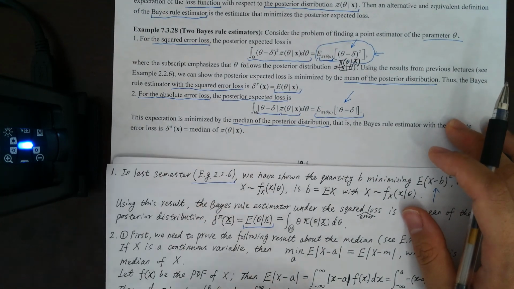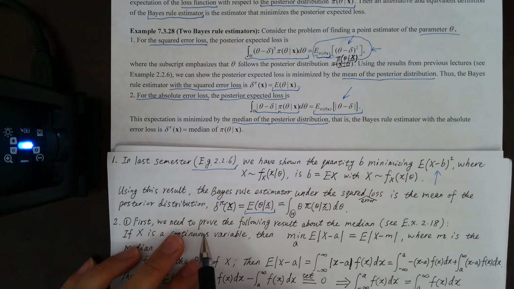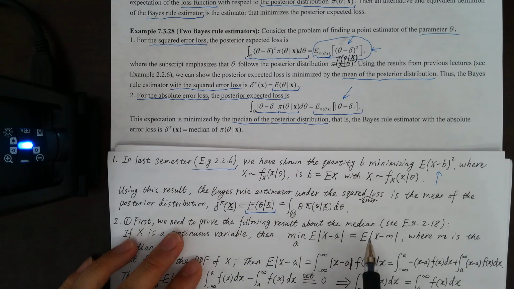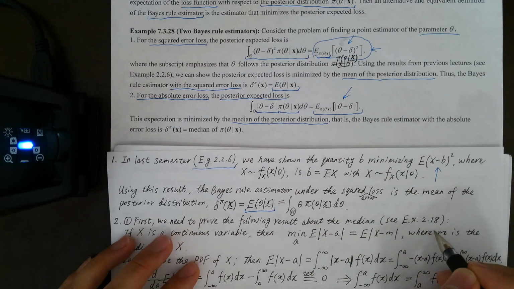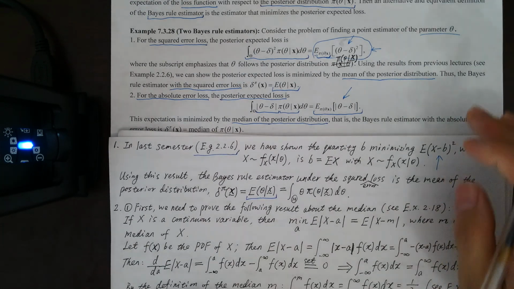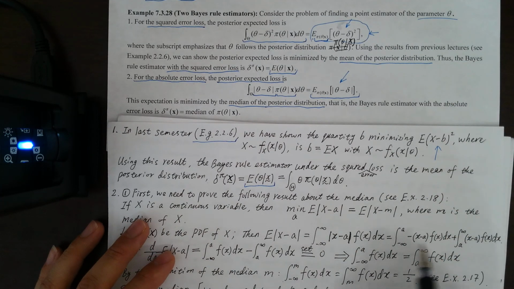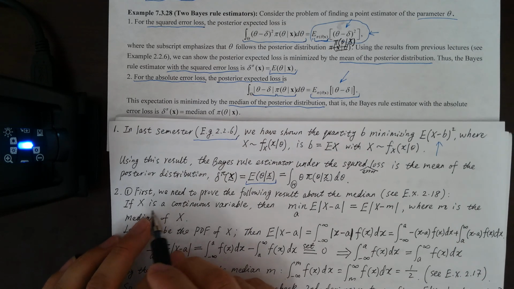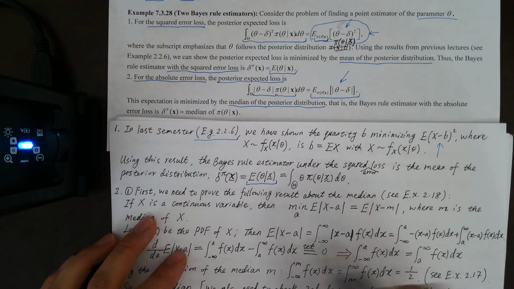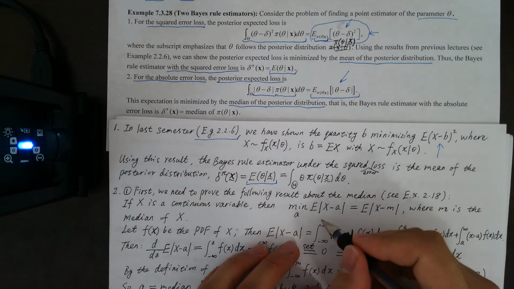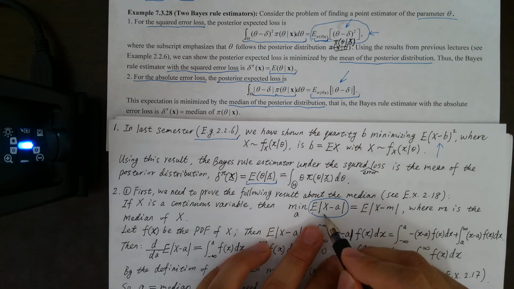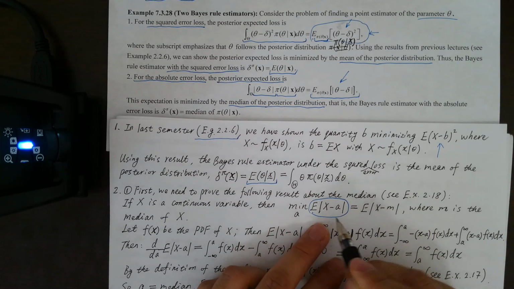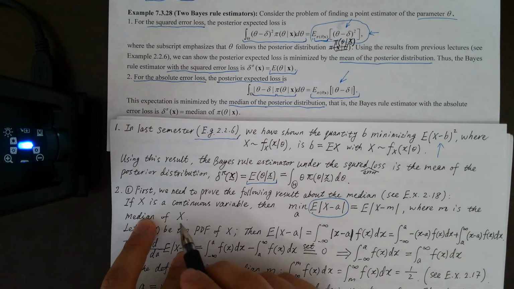That is about the first example. For the second example, we first still need to prove a result regarding the median. This is given in exercise 2.18 in the textbook, the result about the median. We want to prove the result here. The result is this: if x is a continuous variable, and we want to find the value a that minimizes the expectation of the absolute value of x minus a, then the value a is the median of x.